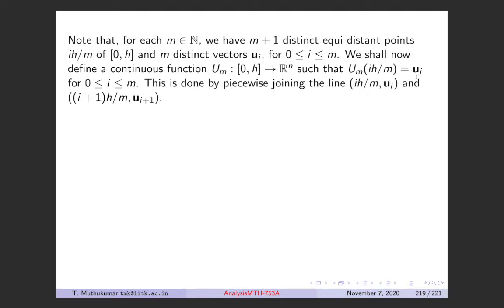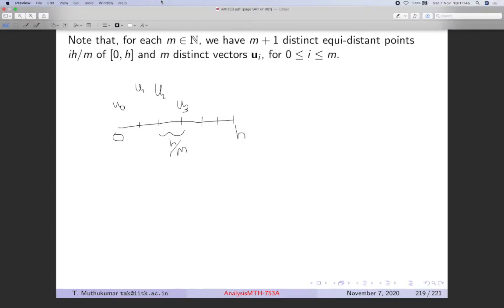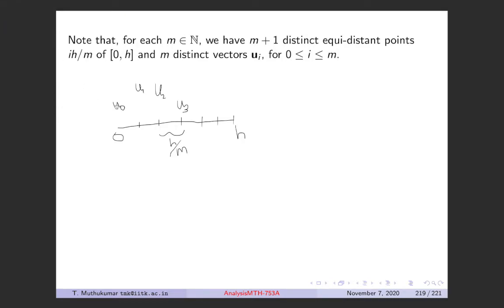So how do I define these continuous functions? Suppose this is a value U naught. I'm just going to join them by straight lines. So U0 to U1, U2, U3, probably U4, U5, U6, and so on. This way I have a piecewise continuous function. This is my capital U_M that I am defining in the next slide. So capital U_M is defined like this.